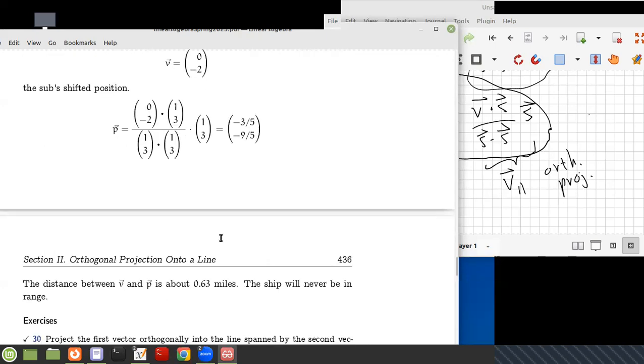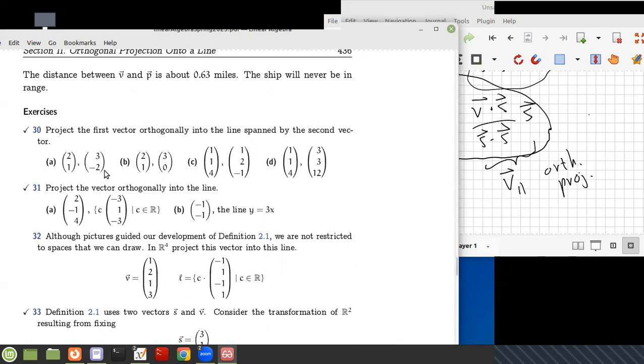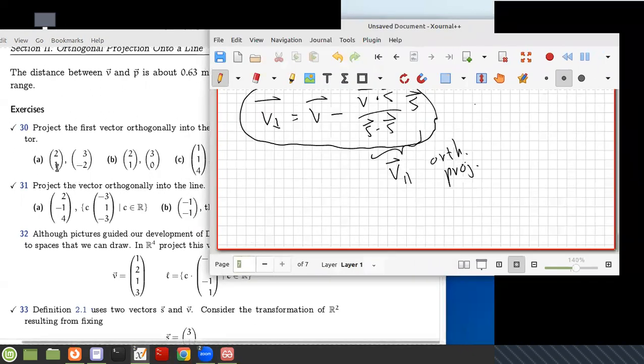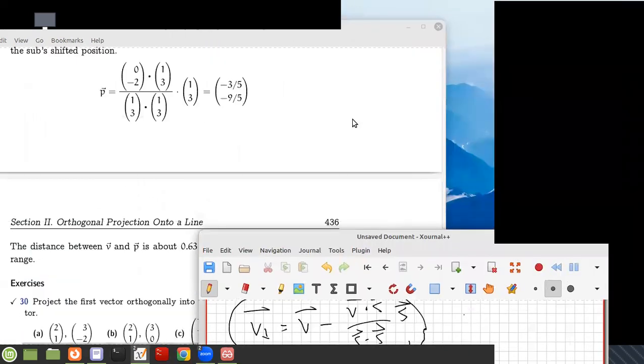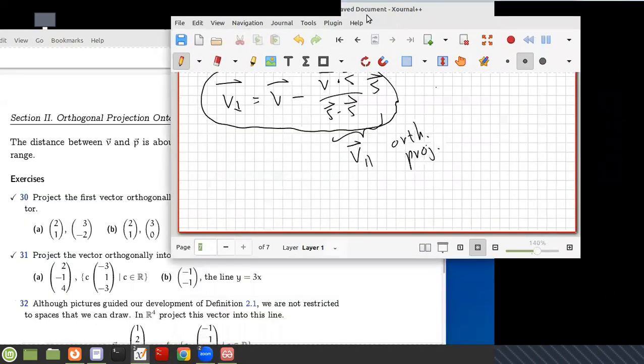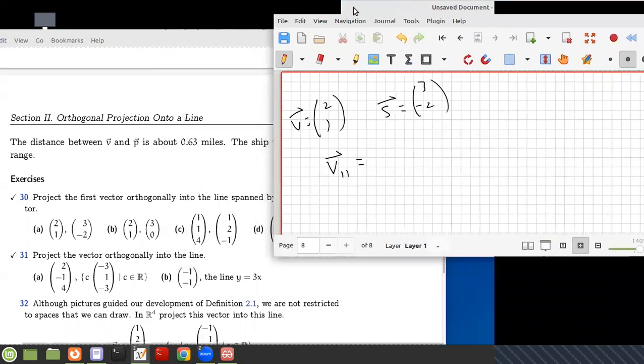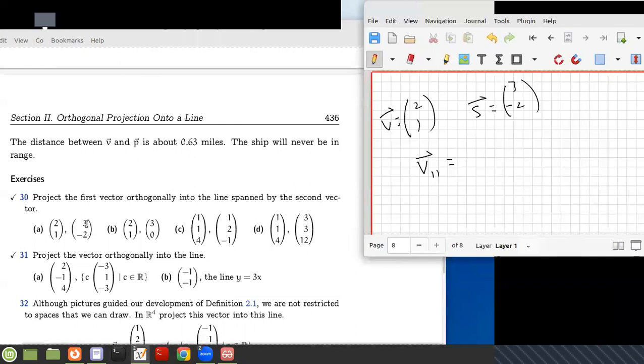Let's go through and find an example. What is the part of 2, -1 that's along the second vector here? This is on page 436. So what's the part of V, if V equals this and S equals 3, 2? Then V parallel, that's the orthogonal projection. It says project the first vector onto the line spanned by the second vector, okay? Well, this is along that second direction.